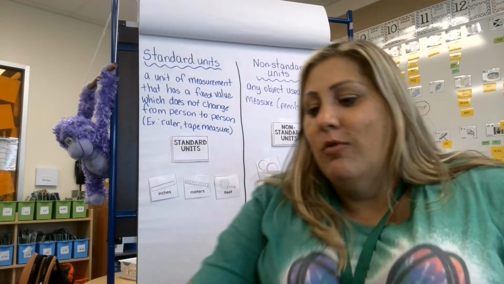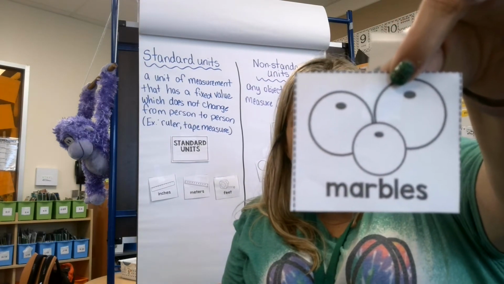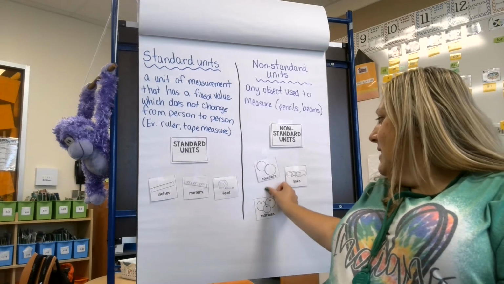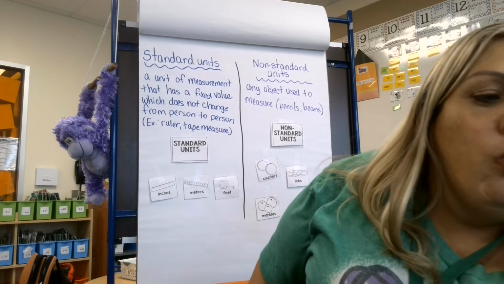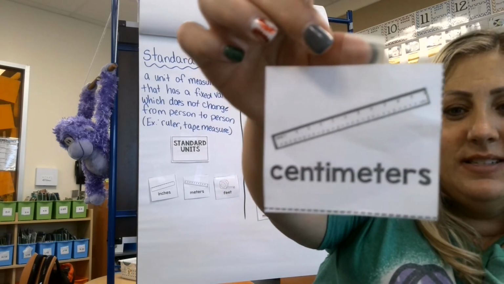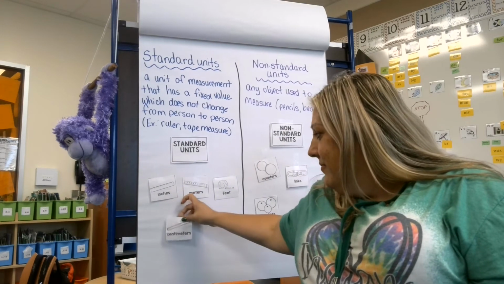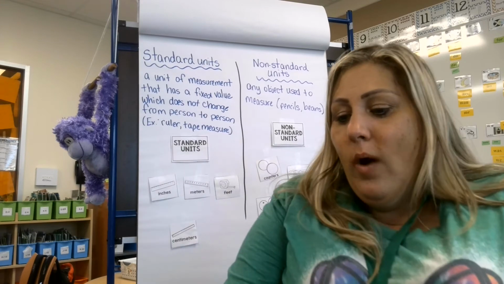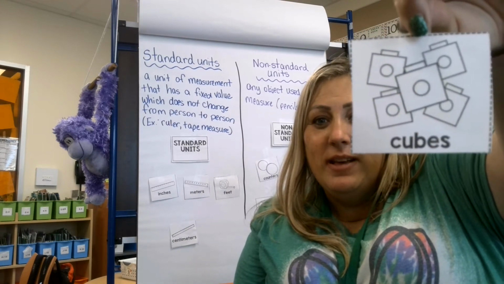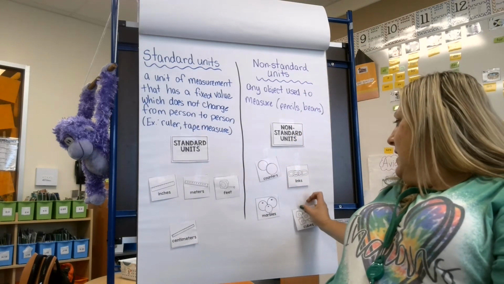We have a few more. What if I measured with marbles? Very good. That would go on the non-standard side. What about a ruler that measures in centimeters? Yes, standard. Good job. What about cubes? We all have those cubes in our classrooms in our math toolkits. Yes, cubes would be on the non-standard side.